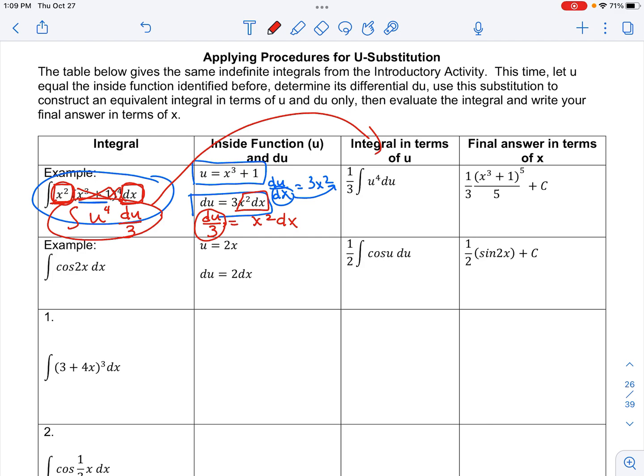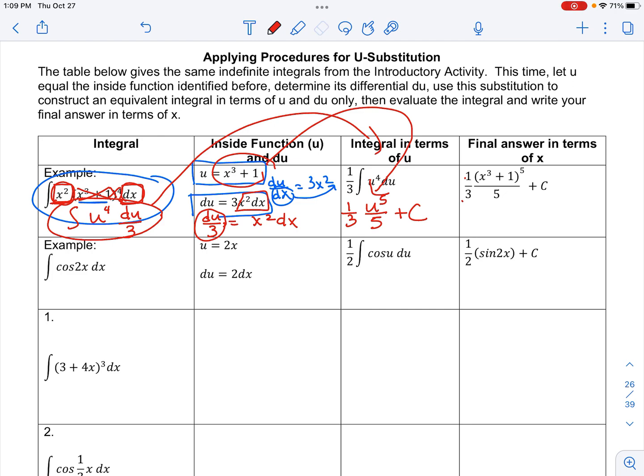So now I have everything in terms of u's and du's, so I can take this antiderivative pretty easily. How do we take the antiderivative of u to the fourth? We just add 1, divide by the power, plus c. So that's your antiderivative in terms of u, but we need our final answer in terms of x's. So we're going to replace what we plugged in for u. So I've got 1/3, and your u is really x cubed plus 1, to the fifth over 5, plus c.